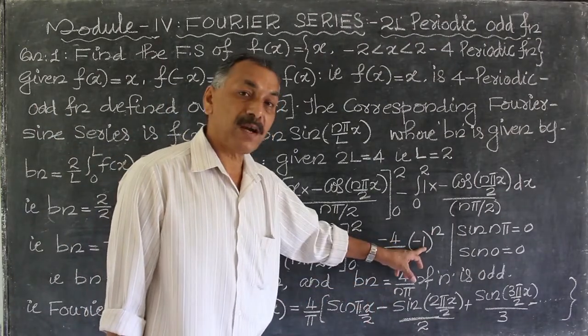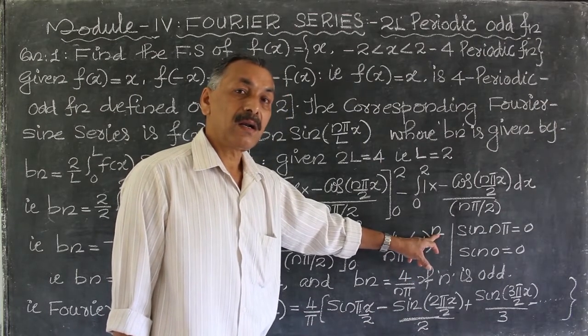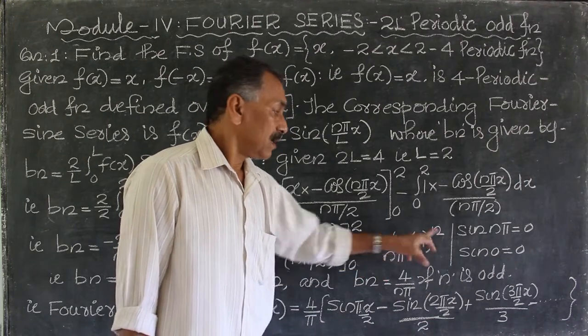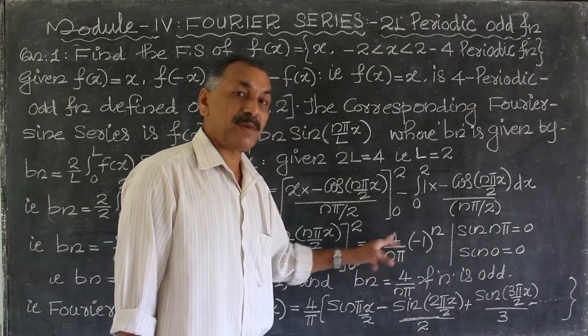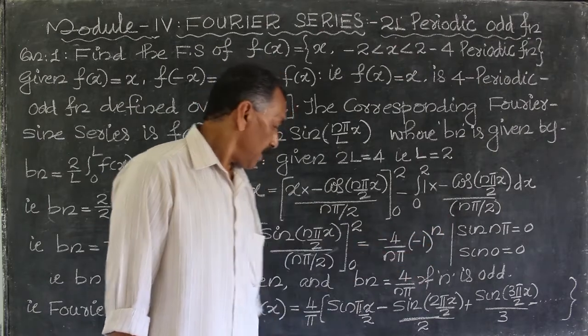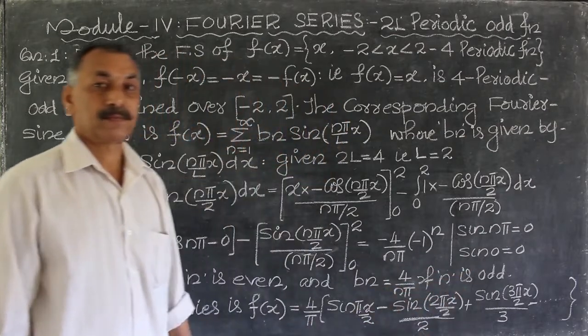N is odd means 1, 3, 5, etc. Then minus 1 cubed, minus 1 to the power of 1 plus 1, minus 1 raised to 5. That minus this, minus to multiply that plus. And that is equal to Bn is equal to 4 by n pi if n is odd.